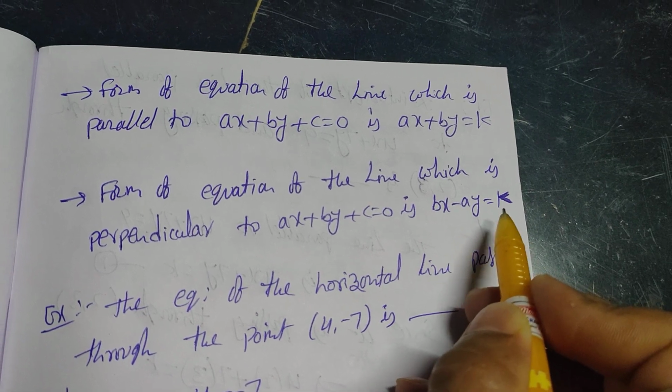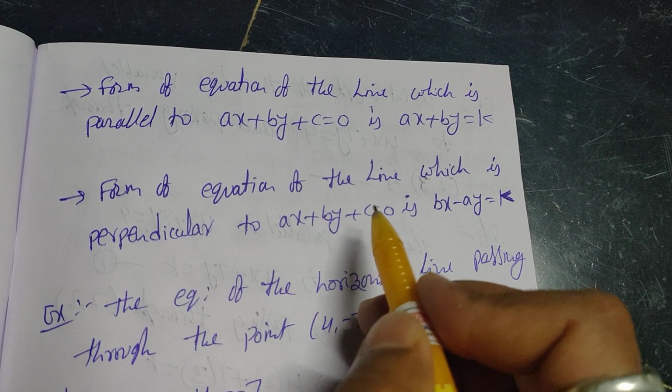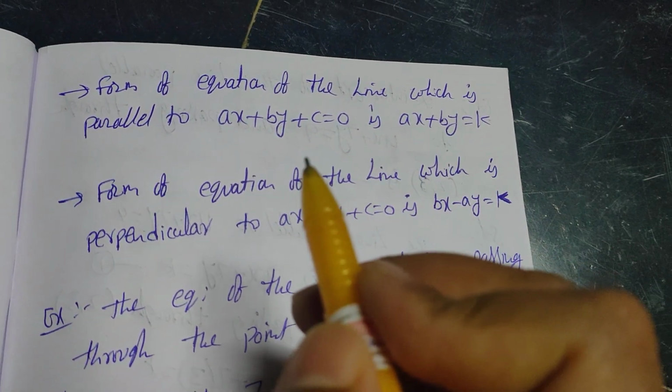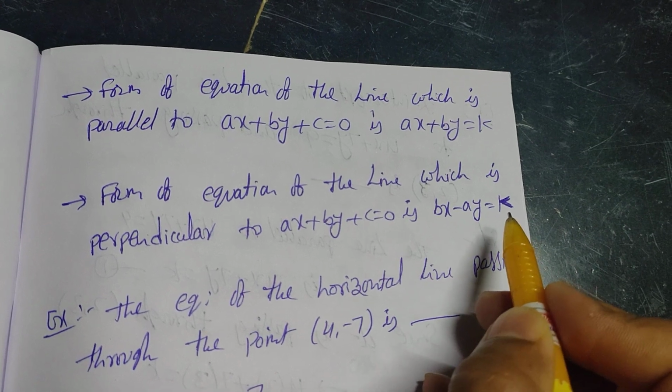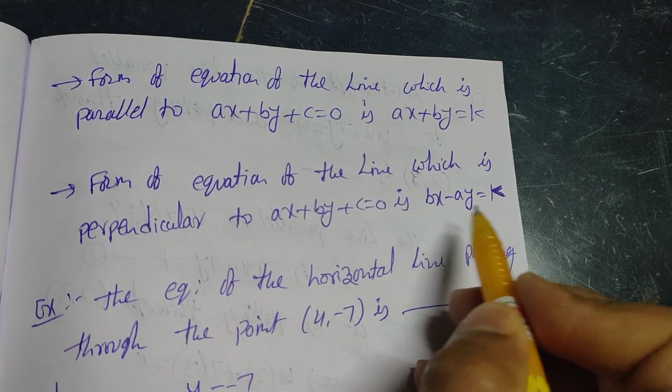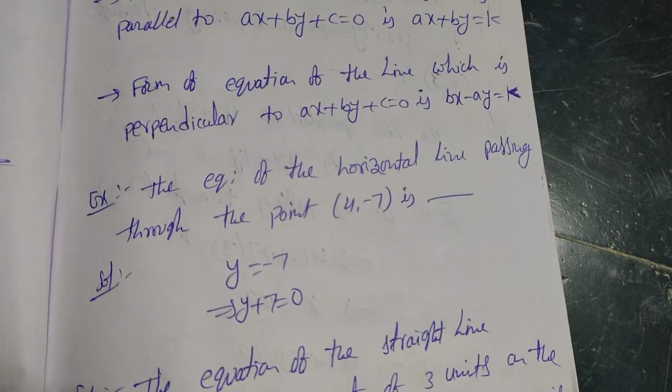So if you find this k, you can get the exact perpendicular equation. How can you get this k? They will give any point, that means any point on that required line. If you substitute that point in this equation, you get the value of k, and again you substitute in this one, you get the original equation. Okay, I will see one example based on that one.